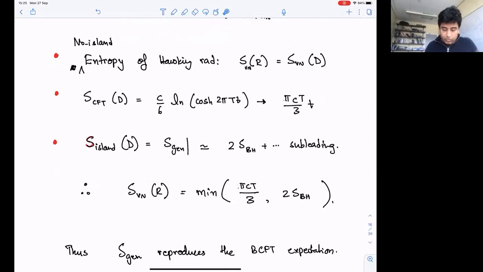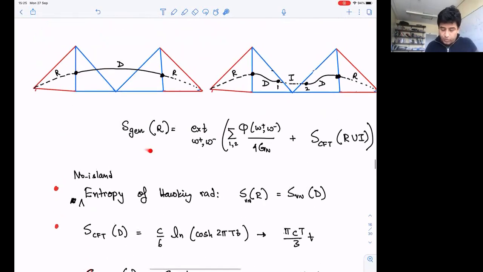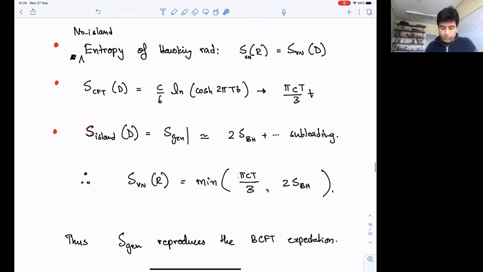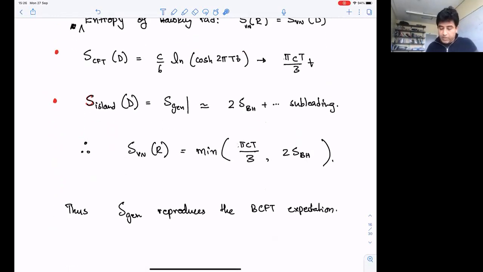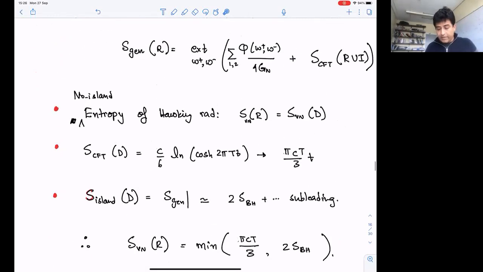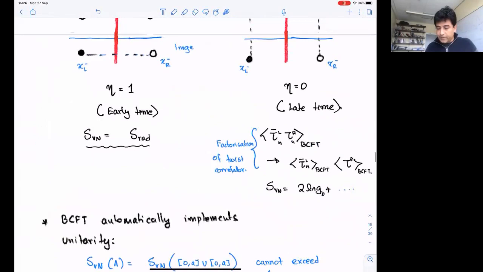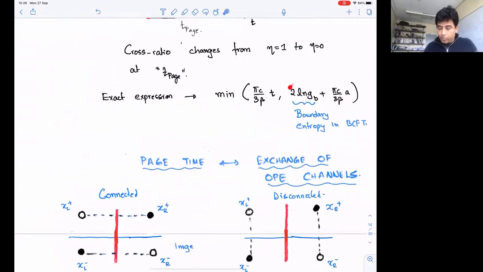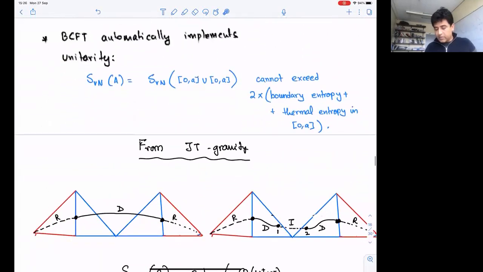The same thing you can do for the island contributions, for which you have to compute the generalized entropy. You go through this calculation and you discover that the island contribution to the entropy of the Hawking radiation, using the generalized entropy formula, is given by twice the Bekenstein-Hawking entropy plus certain subleading contributions. And here the von Neumann entropy is just the minimum of pi c t over 3 and twice the black hole entropy. So the generalized entropy in the JT gravity picture exactly reproduces the BCFT expectation. Exactly reproduces, as long as you identify twice the boundary entropy, twice log g_B, with the Bekenstein-Hawking entropy of the black hole.